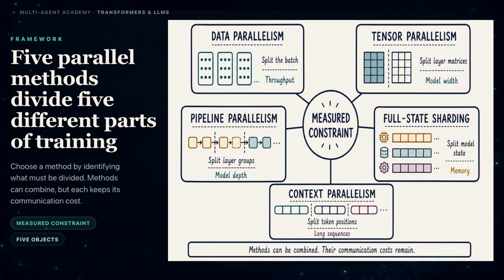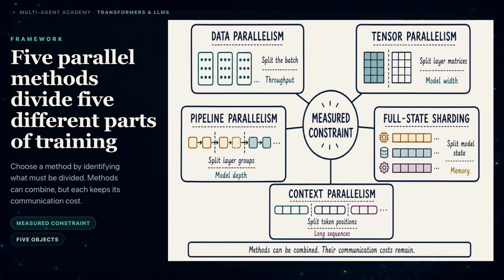5 parallel methods each divide a different training object: the batch, layer matrices, layer groups, repeated model state, or token positions. The next 5 slides take these methods one at a time. After that, we will add expert routing as a separate distribution pattern for mixture of experts models. These methods can be combined, but they do not solve the same constraint. This overview is a decision map, not a recipe.